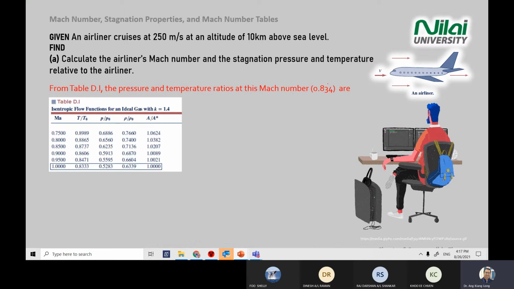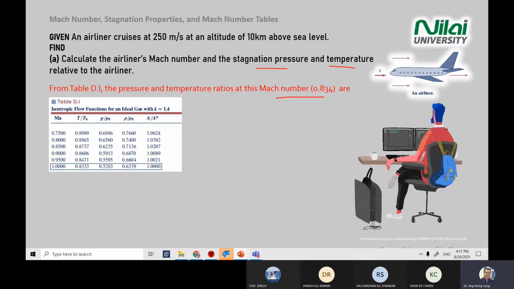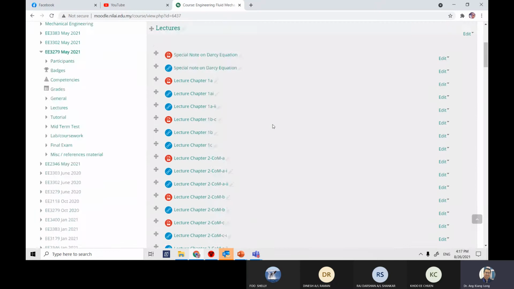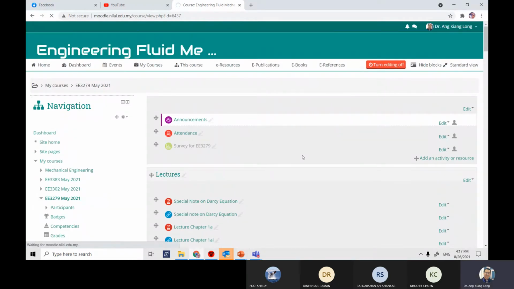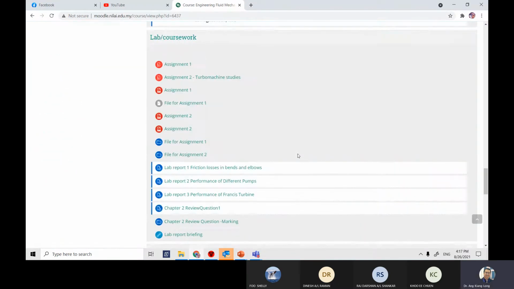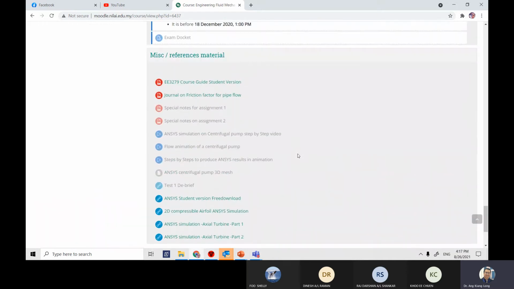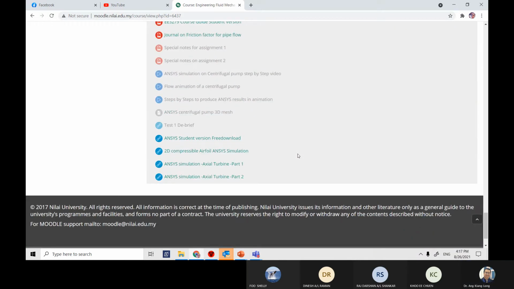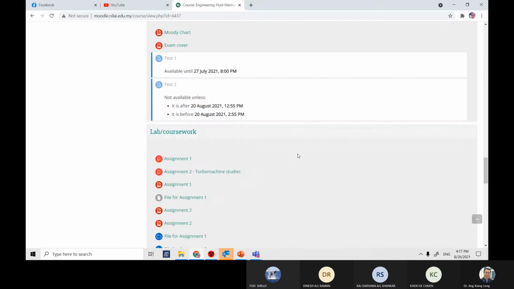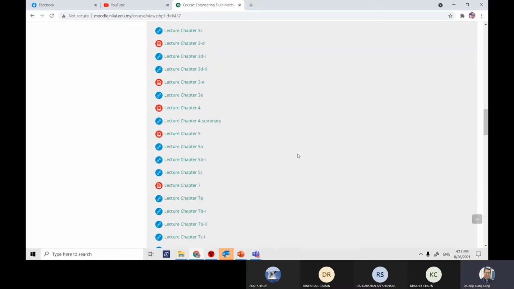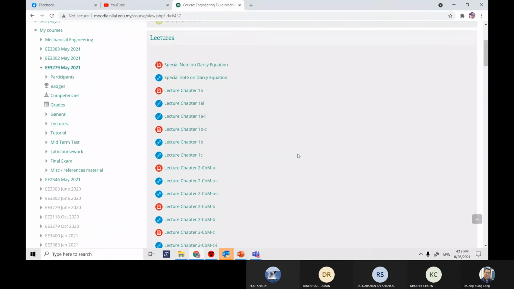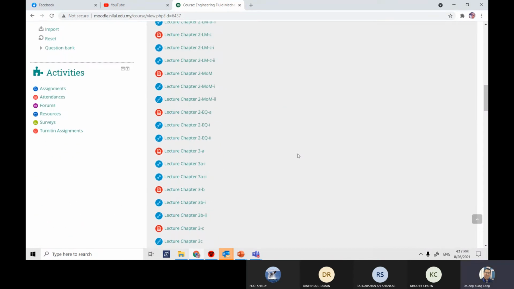Next, we will go to determine the stagnation pressure and temperature. So since we have a Mach number of 0.834, so table D1. So let me see. If you go to your Moodle, you move down. There's an appendix. Let me see. I include appendix D in your... Okay, don't have.